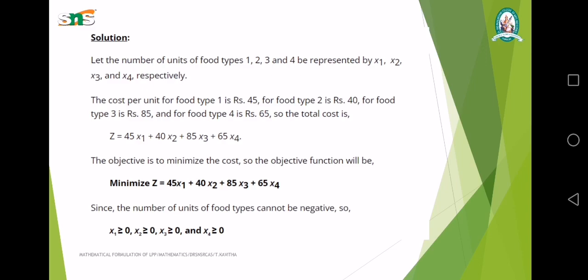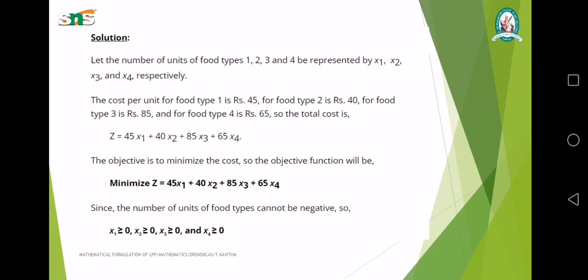First, let the number of units of food types 1, 2, 3 and 4 be represented by x1, x2, x3 and x4 respectively. These are the decision variables. We take step 1, take the decision variables. The decision variables are x1, x2, x3, x4. We take the decision variables as food types.